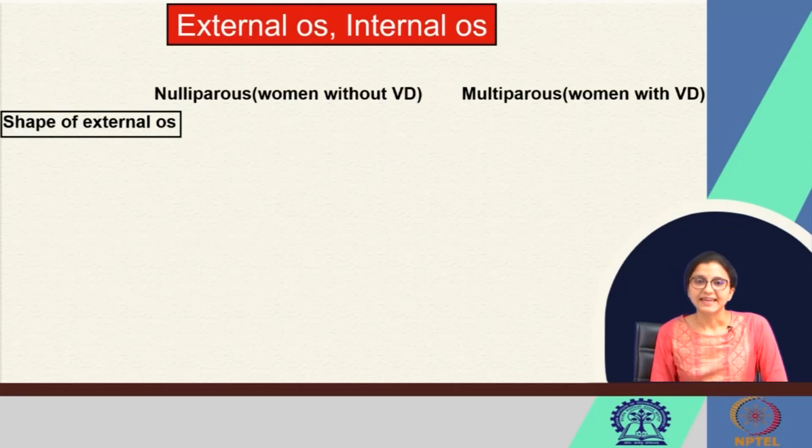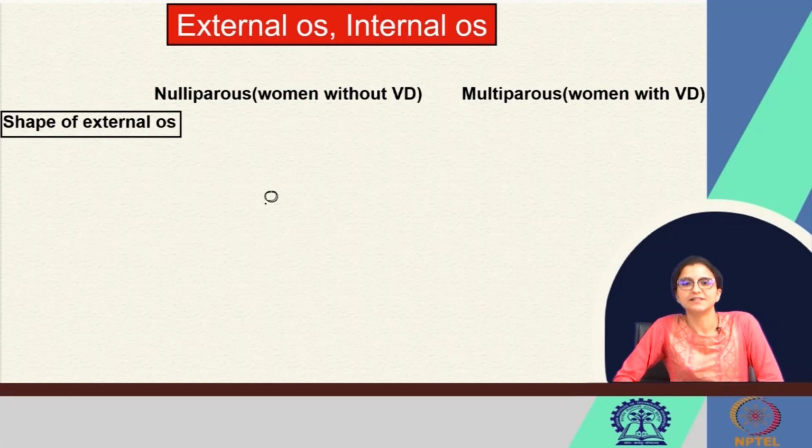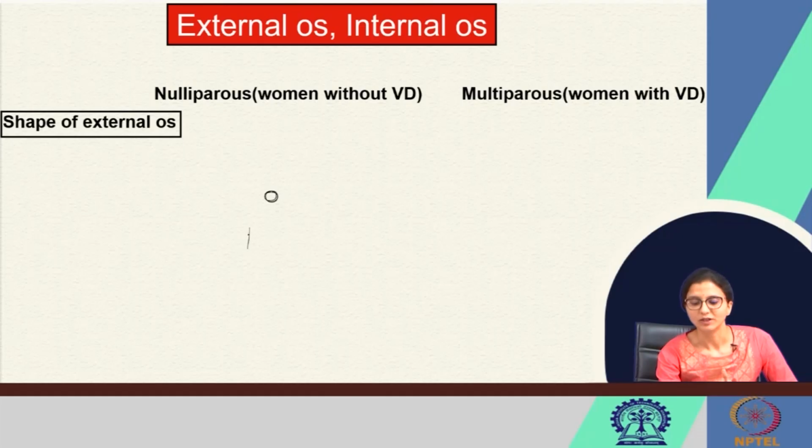Now coming to the external os and the internal os. We have discussed that the internal os lies above and the external os lies below. Shape of the external os in nulliparous women: nulliparous means women who did not have any vaginal delivery. They can have delivery by caesarean section, but they have not undergone any vaginal delivery. In those women, the external os is pinhole in shape.